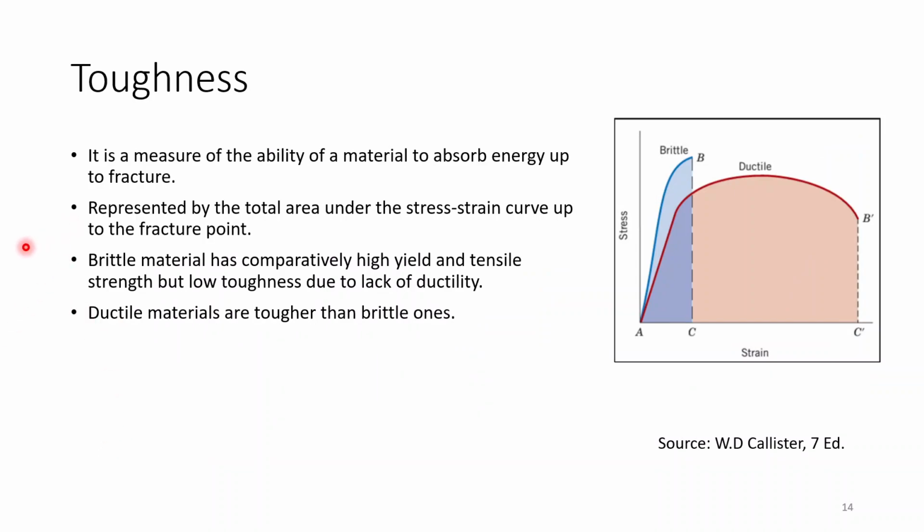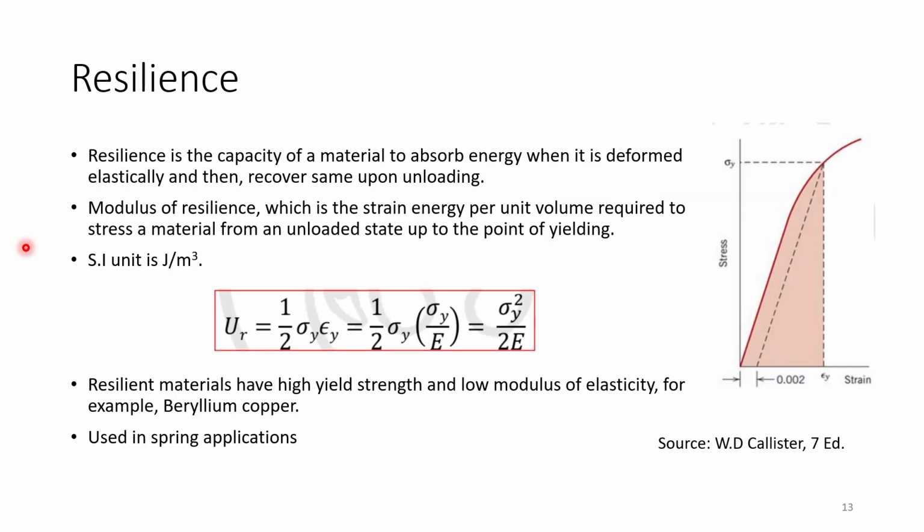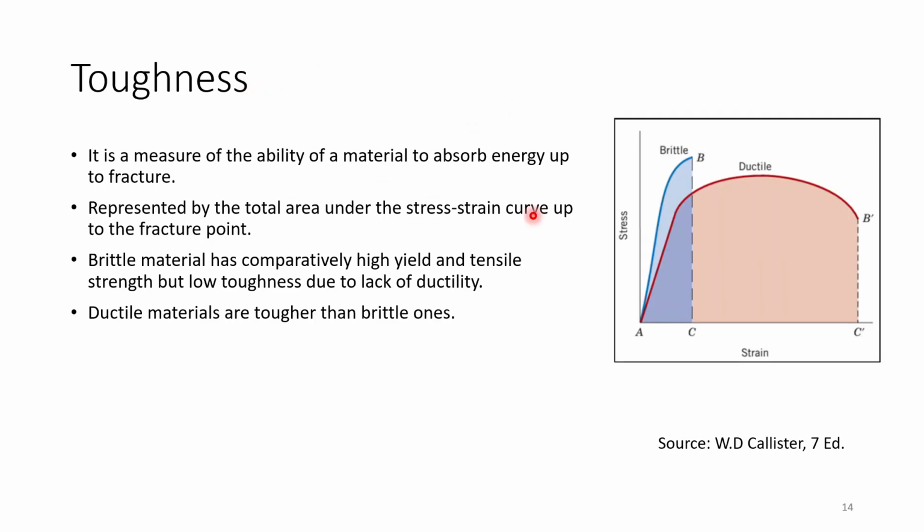Next you have toughness. So toughness is also energy, like resilience, and this is the area under the entire curve. So it is a measure of the ability of a material to absorb energy up to fracture. It is represented by the total area under the stress strain curve up to the fracture point, right?